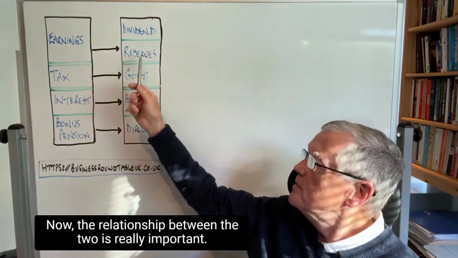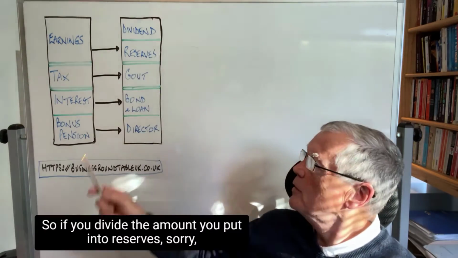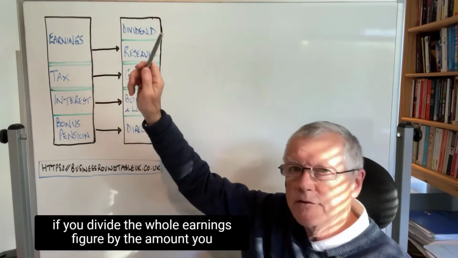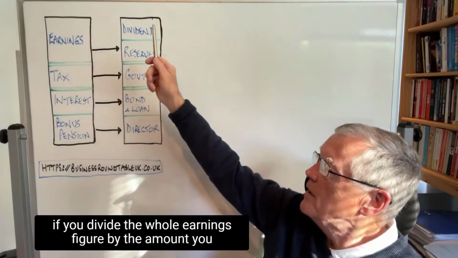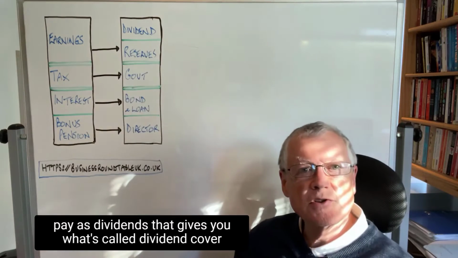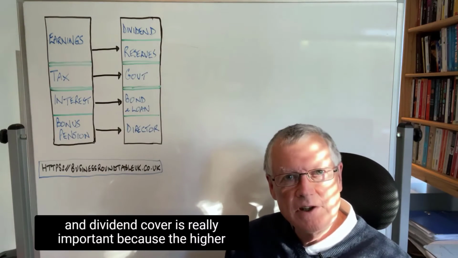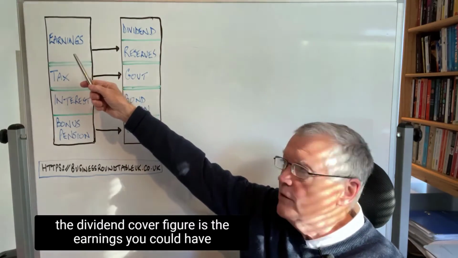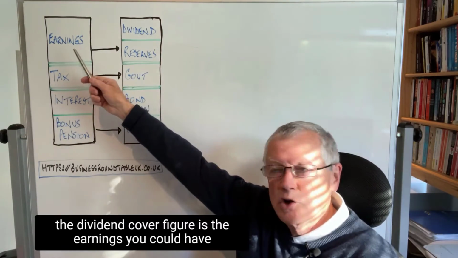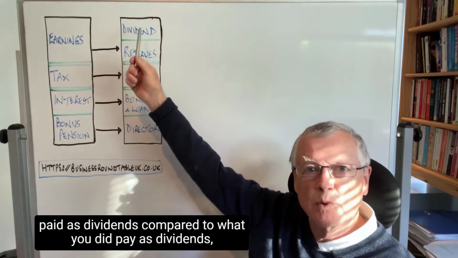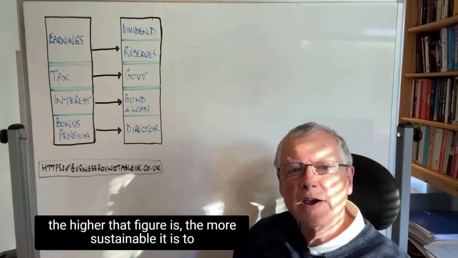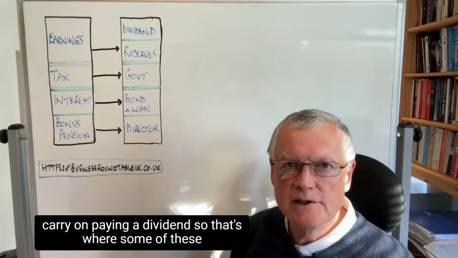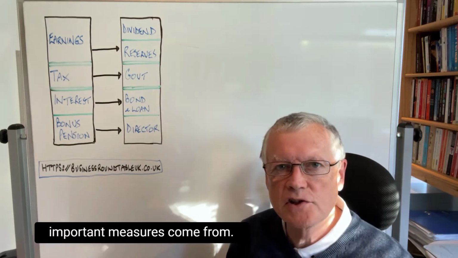Now, the relationship between the two is really important. So if you divide the whole earnings figure by the amount you pay as dividend, that gives you what's called dividend cover. And dividend cover is really important because the higher the dividend cover figure is, i.e. the earnings you could have paid as dividends compared to what you did pay as dividends, the higher that figure is, the more sustainable it is to carry on paying a dividend. So that's where some of these important measures come from.